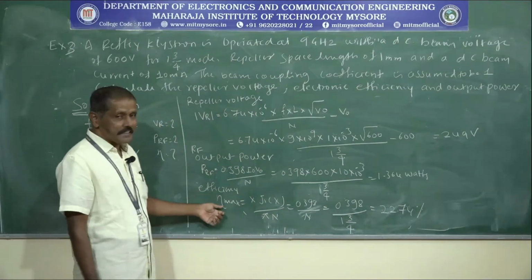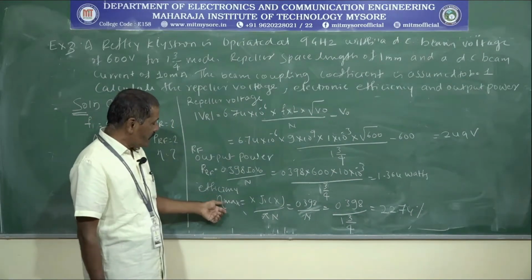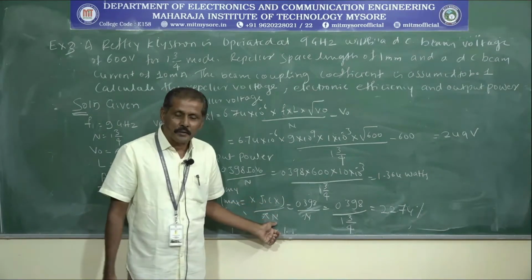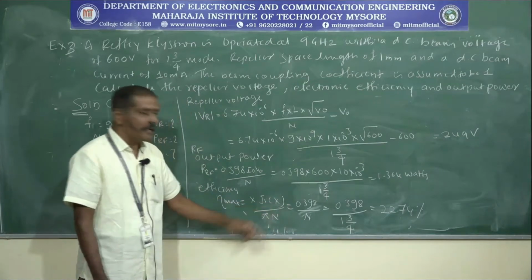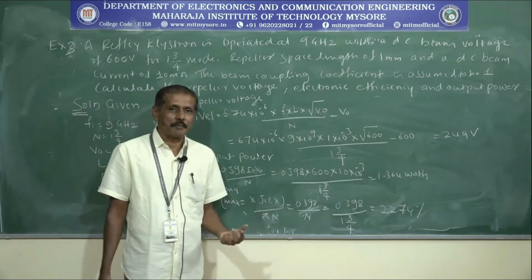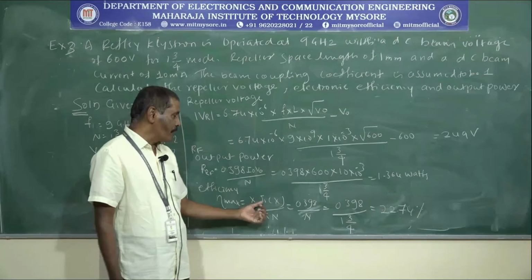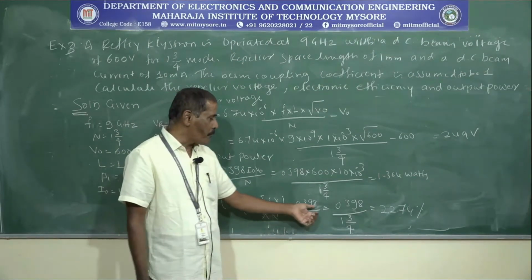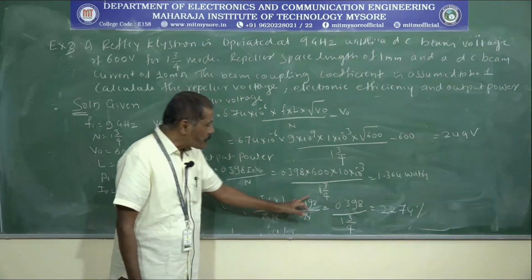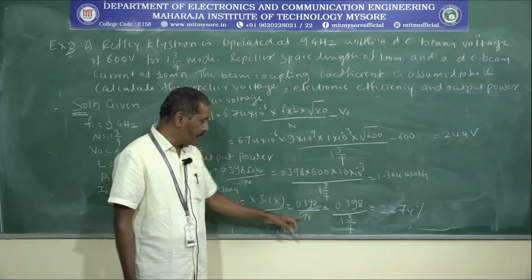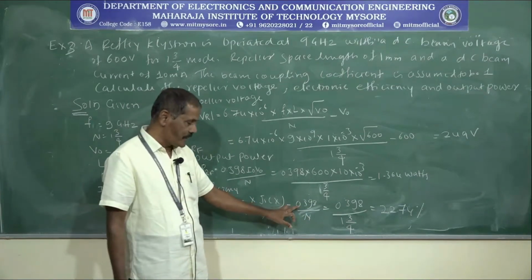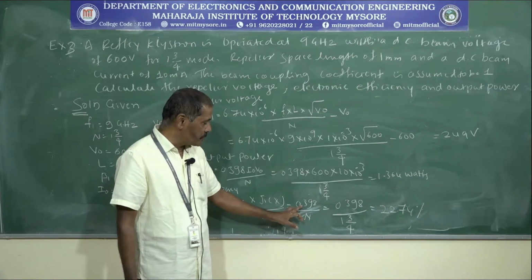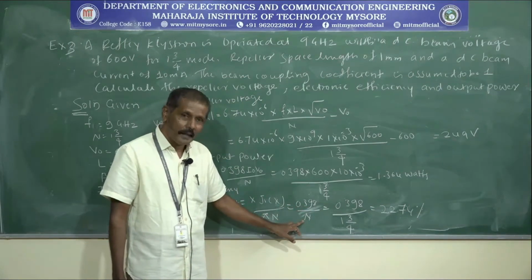Then efficiency. It is calculated from x into J1 of x divided by pi into n, and this formula is related to the Bessel's functions. For particular values of x, J1 of x is taken from the Bessel's functions, and that value is going to be 0.398. You are supposed to remember this formula. To calculate the efficiency, the formula used is 0.398 divided by n.